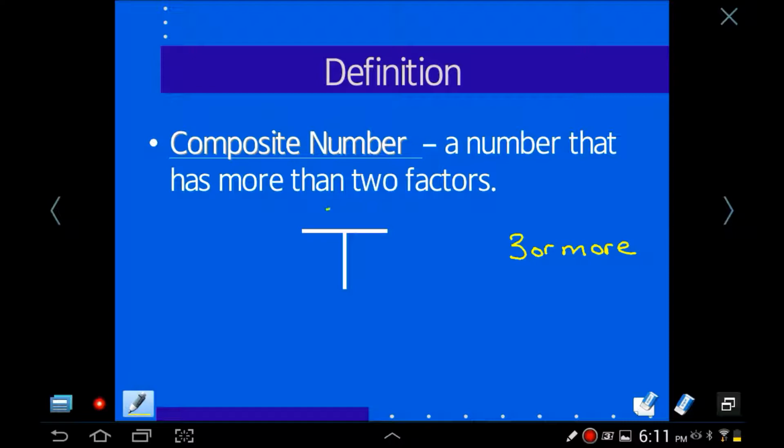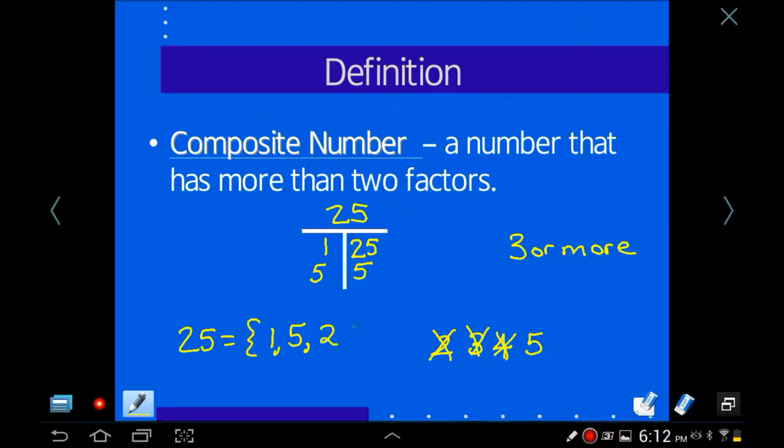Take 25, for instance. 25, you might think is prime, but yes, it has 1 and 25. 2 does not divide into it. It's not even. 3 does not divide into it. 3 divides into 24, but not 25. 4 does not divide into it, but 5 does. So 5 and 5. So the only factors of 25 are 1, 5, and 25.